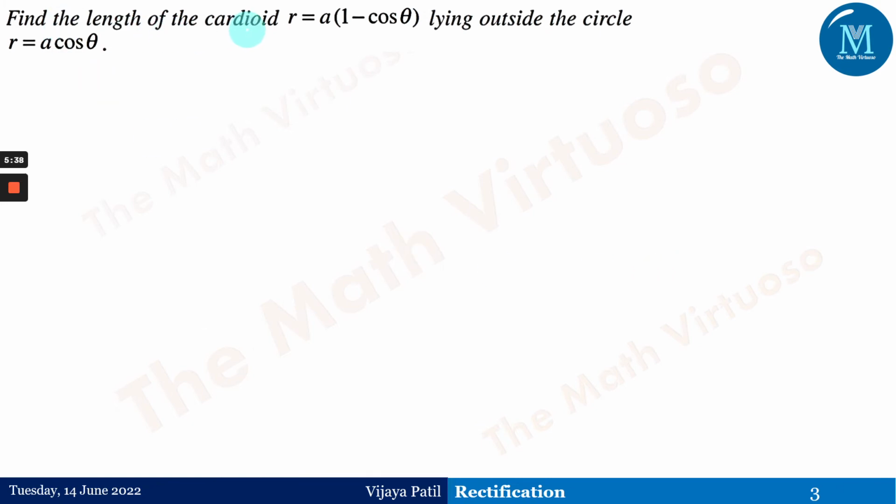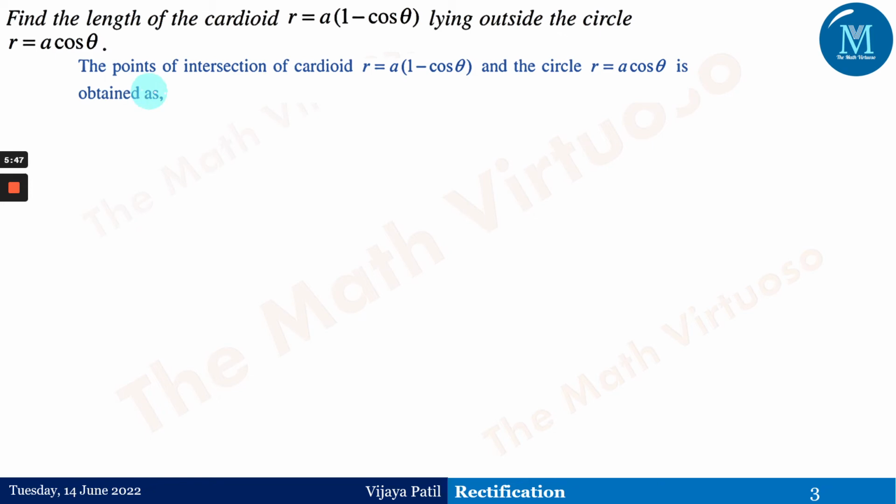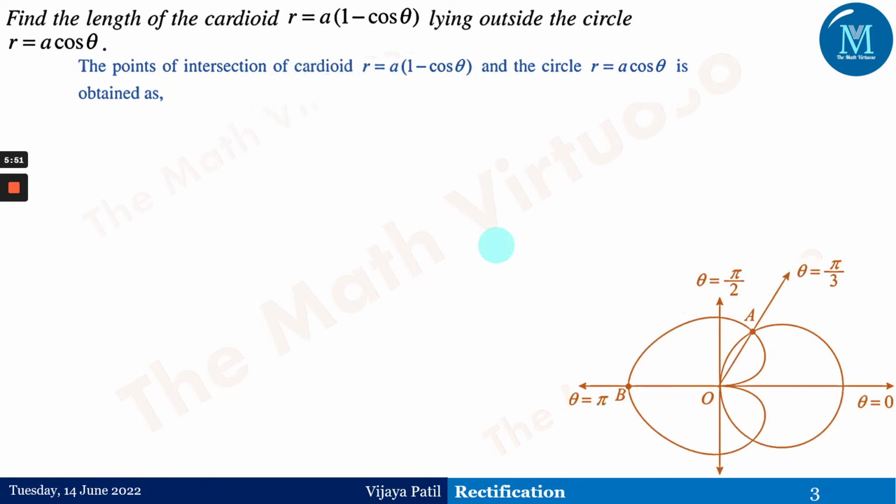Now find the length of the cardioid r equals a times 1 minus cos theta lying outside the circle r equals a times cos theta. Now the point of intersection of the cardioid and the circle is obtained as, so suppose, for example, this is what we are getting. Actually, I have directly written here how this circle comes out. Otherwise, how can you reach this particular circle?